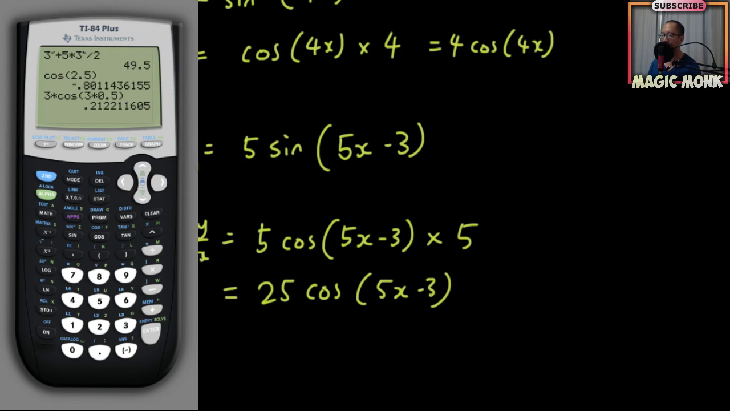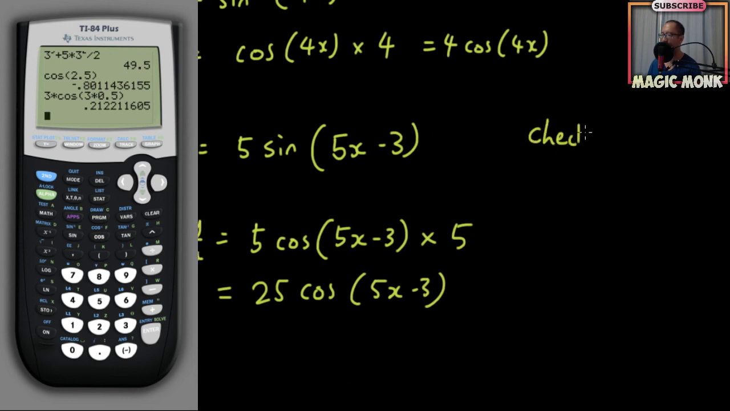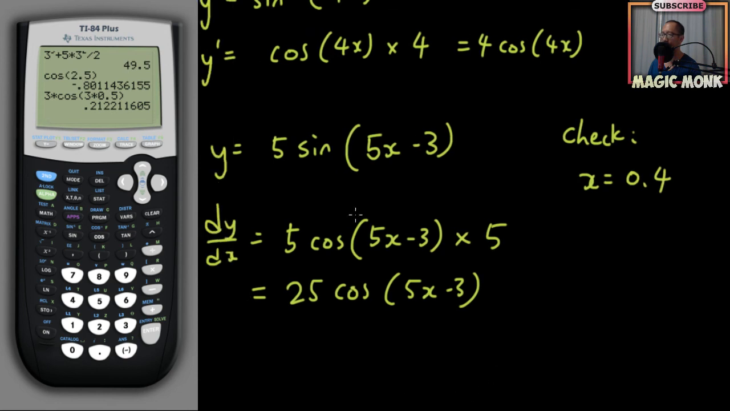Okay, let's do a check. So this is just a check. You select a random x coordinate. Let's just make x equal to 0.4. Okay, so I'm going to graph this equation. So let's go graph, clear it. Let's go 5 times sine 5x minus 3. Okay, so that's your graph.